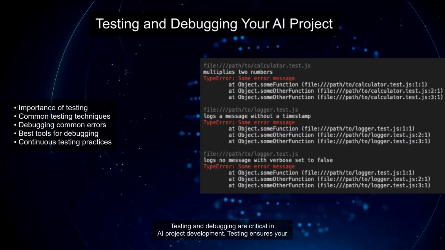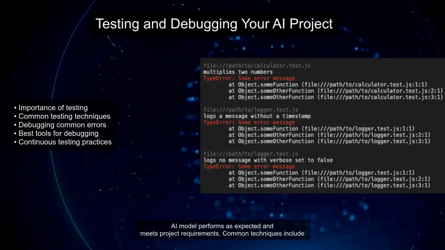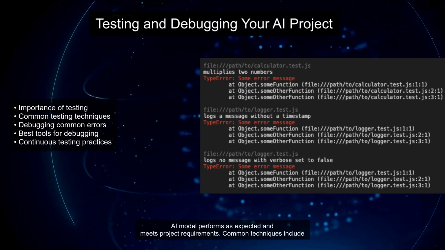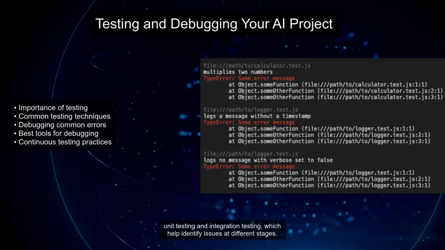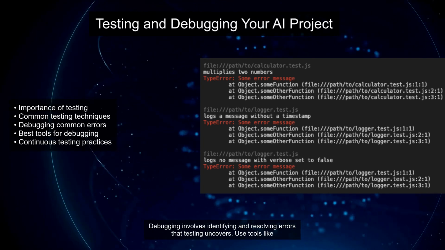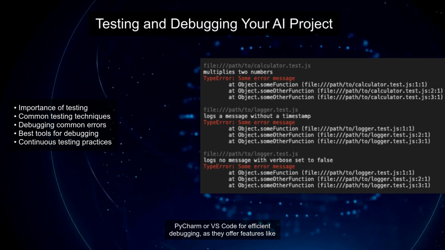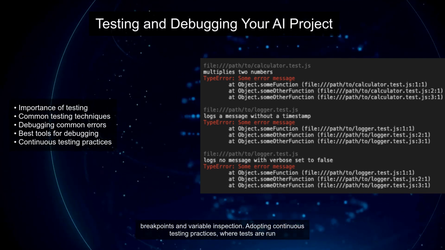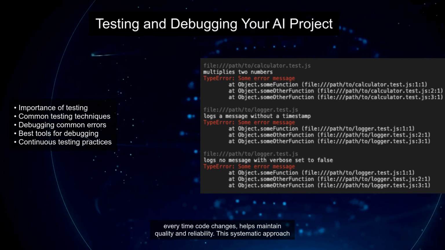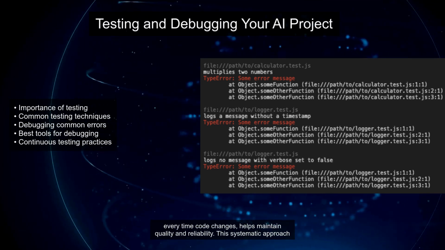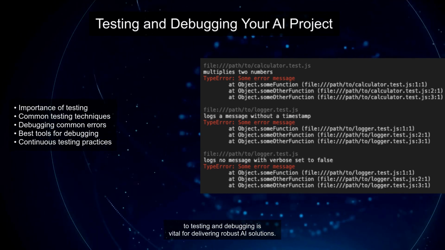Testing and debugging are critical in AI project development. Testing ensures your AI model performs as expected and meets project requirements. Common techniques include unit testing and integration testing, which help identify issues at different stages. Debugging involves identifying and resolving errors that testing uncovers. Use tools like PyCharm or VS Code for efficient debugging, as they offer features like breakpoints and variable inspection. Adopting continuous testing practices, where tests are run every time code changes, helps maintain quality and reliability. This systematic approach to testing and debugging is vital for delivering robust AI solutions.